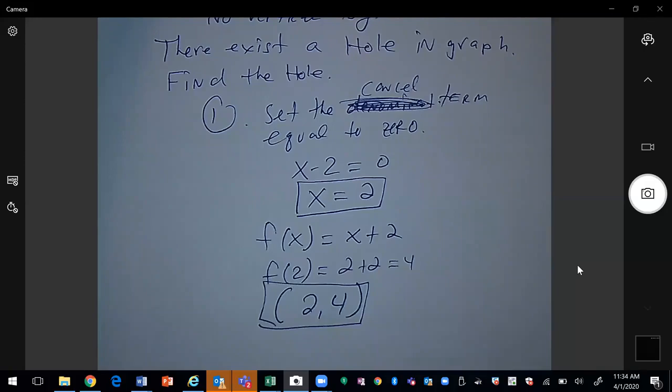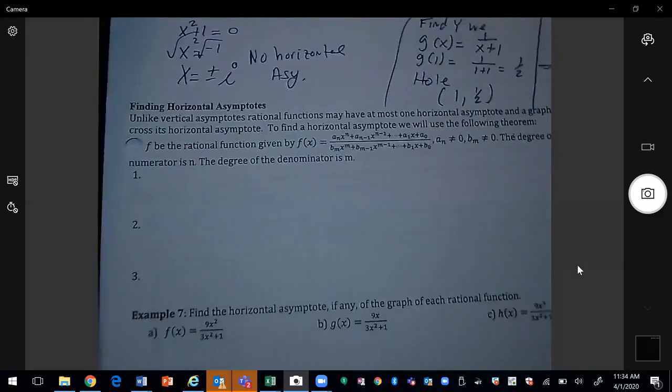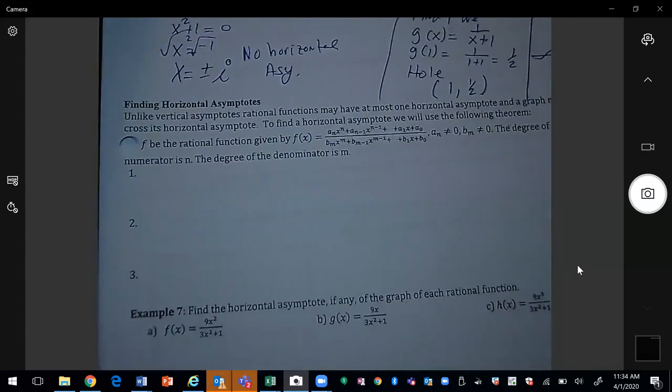So let me go to the handout. To find the horizontal asymptote, there are 3 different cases or situations that could occur.